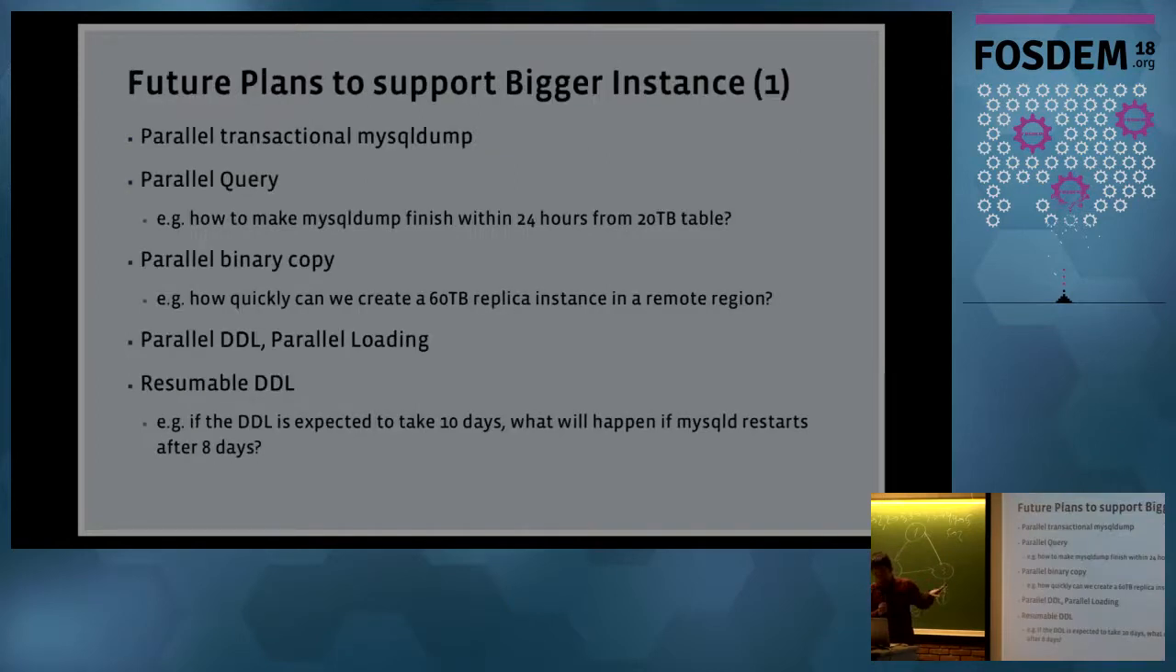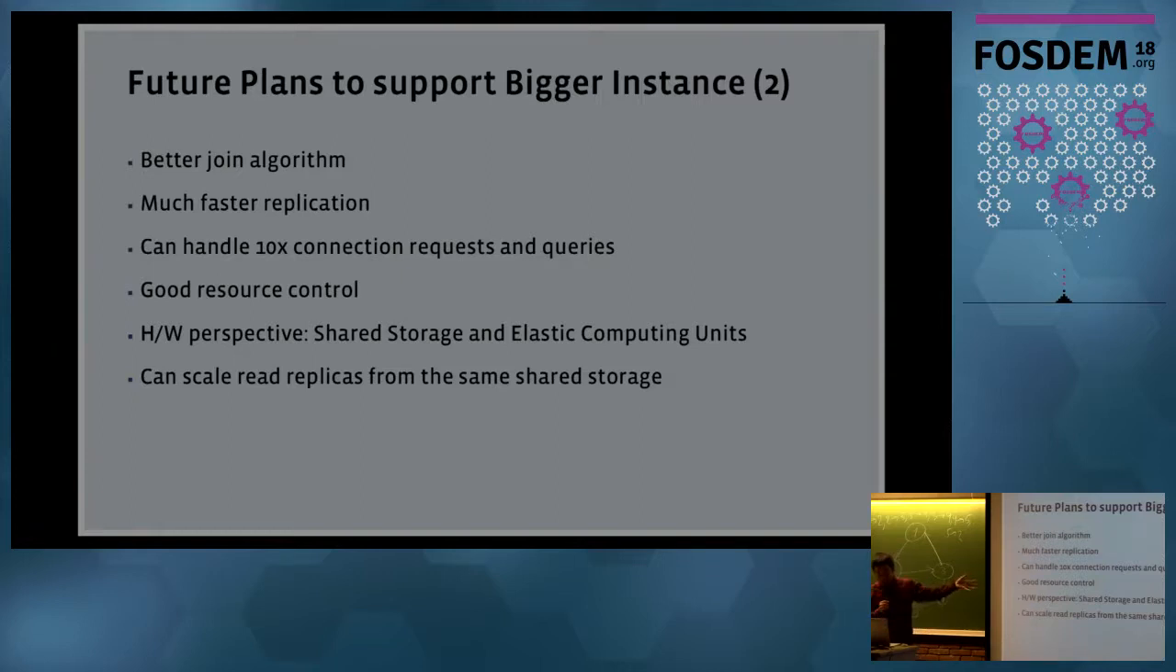But these have several challenges, like a parallel transactional mysqldump, since mysqldump from a 60 terabyte instance may take days, which is pretty painful for DBAs. So this has to be run in parallel, with parallel queries, parallel copies, parallel DDLs, or resumable DDL. If a DDL fails after 1 week and restarts from the beginning, that's really painful. And we have several other challenges, like a better join algorithm, faster replication, or handling many more connections and resource controls. From a hardware point of view, shared storage might be needed to support bigger storage. So there are many challenges, but this is probably the next interesting thing we are looking at.